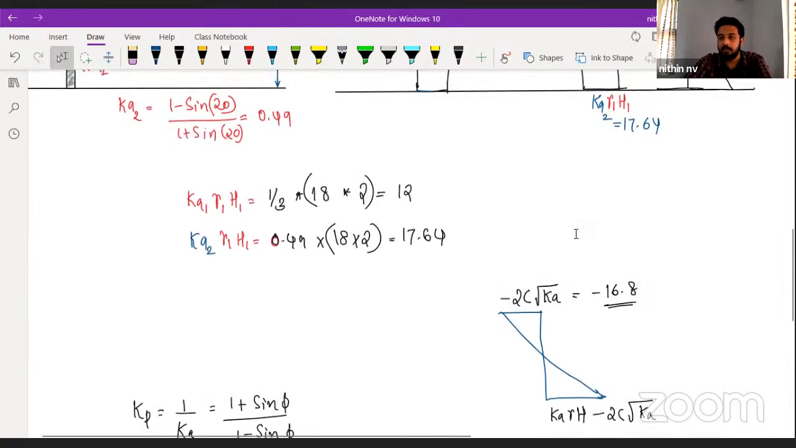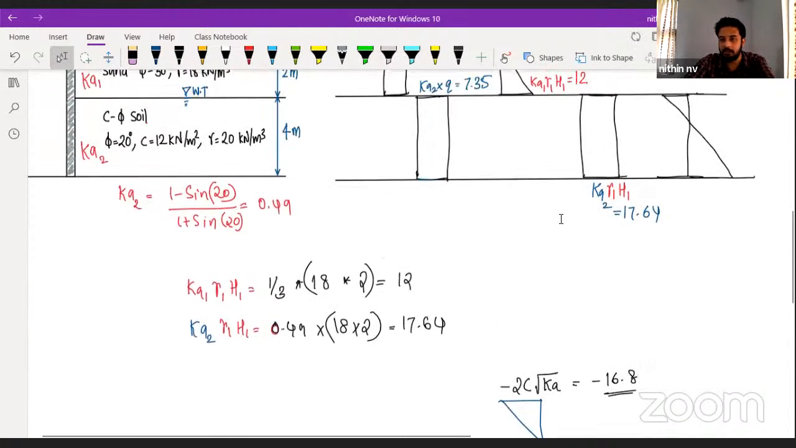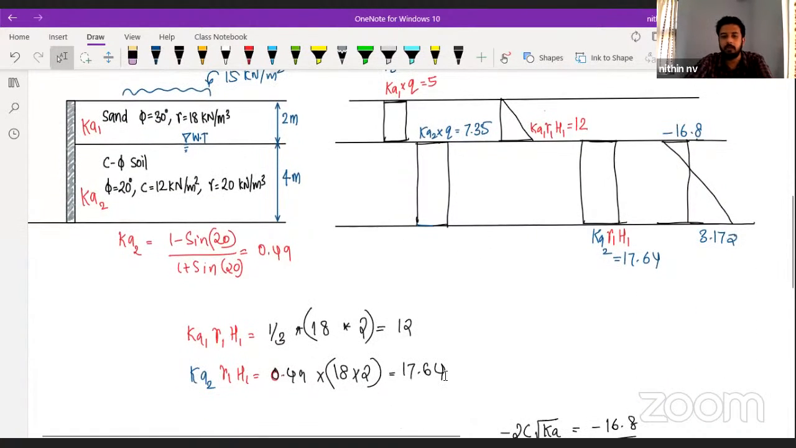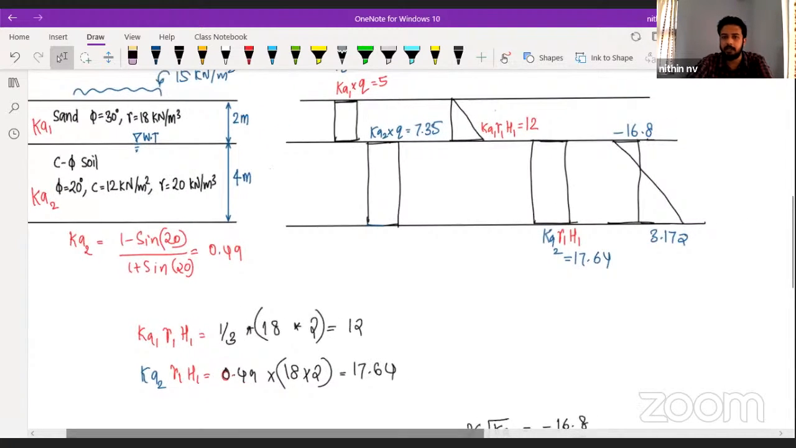Okay. Minus 16.8 and 3.17. So here we have minus 16.8 at the top, and in the bottom layer we have 3.172. Correct? Are all getting this? Should I consider anything else? Is it over or should I consider anything else?